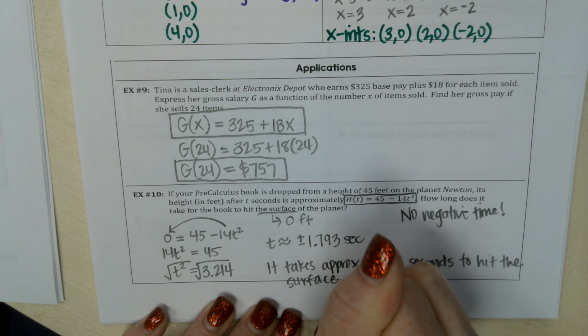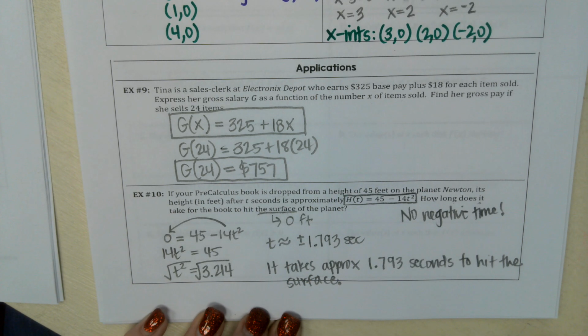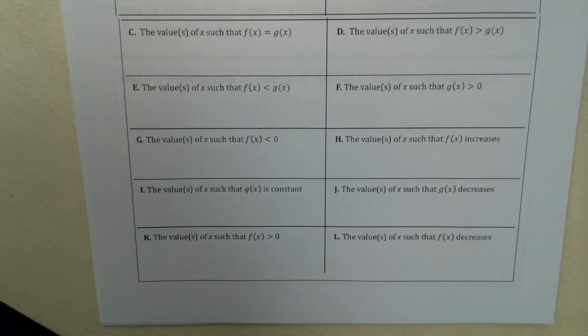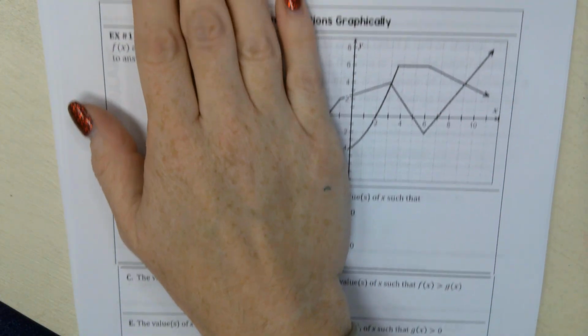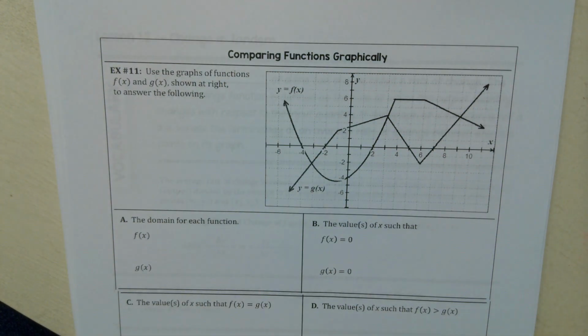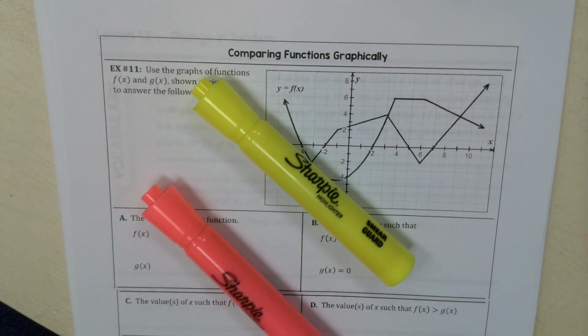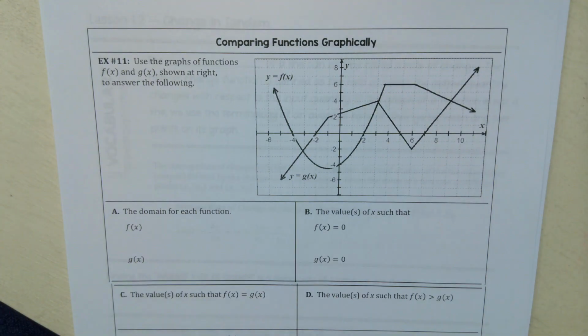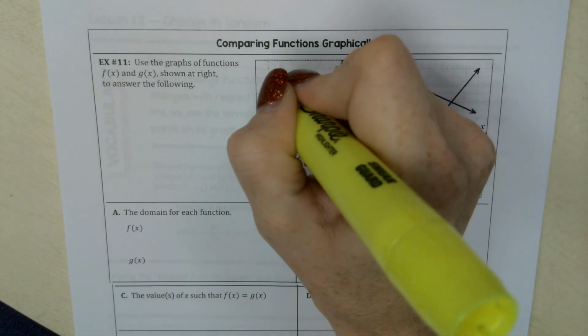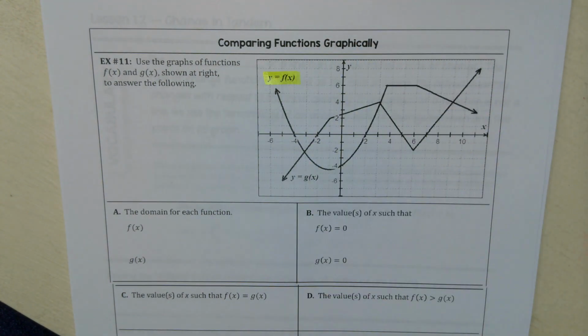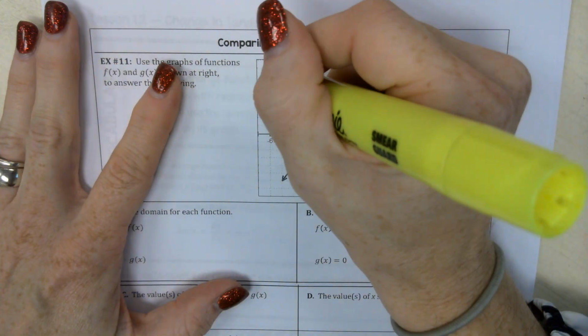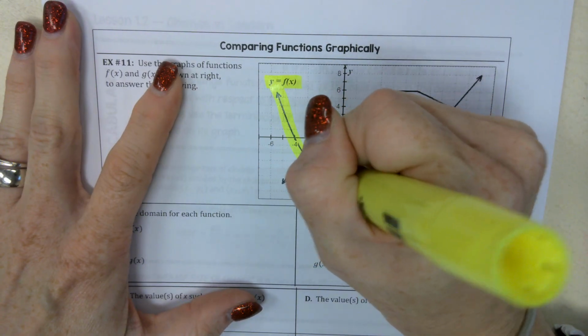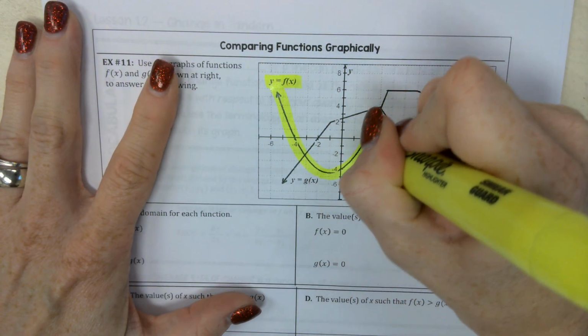Notice once again, I'm using their terminology. All right, finishing up on this last page of notes right here. I need us to have a pink and yellow highlighter, just because these contrast pretty well. For my graph right here, I'm going to highlight the graph of f of x. I'm going to highlight the whole thing yellow.